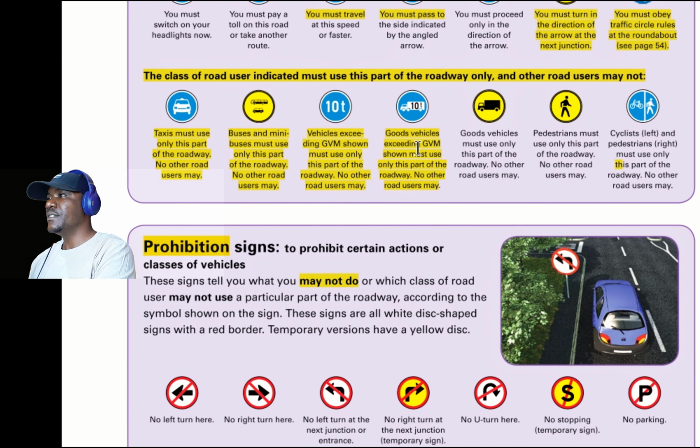Again, another one here. So this sign, we normally see them in towns or in business areas and so forth. So it mentions that goods vehicles. So when you see this sign, it's more like a truck or a lorry, but a smaller lorry. It mentions that only goods vehicles must use only this part of the roadway. It's dedicated to them only, for goods vehicles. Remember, only, and they must only use this part of the road.